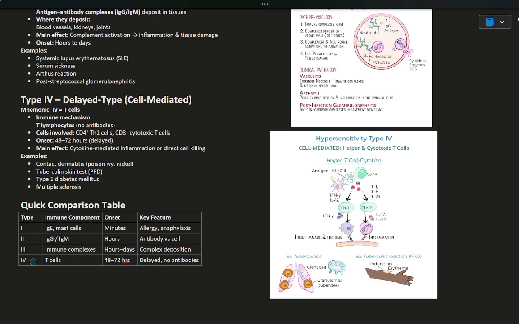And the type 4, it involves T cells specifically. At this time, the onset has a delayed nature, so from 48 to 72 hours. And another key significance of this is that there's no antibodies for type 4, unlike in type 3, in type 2, and type 1. So that's basically it for the difference between these different types of immune hypersensitivity reactions.